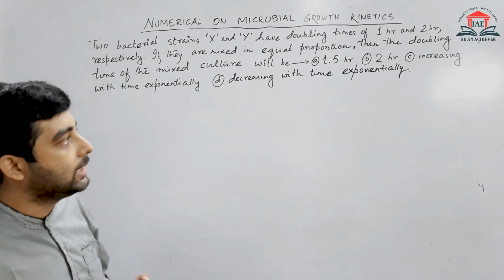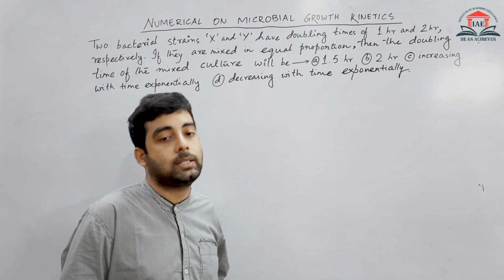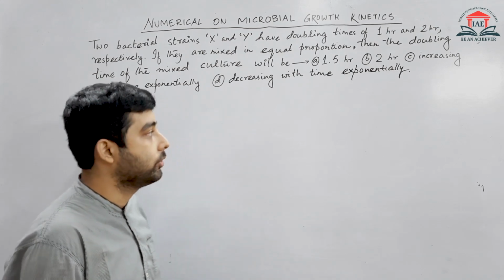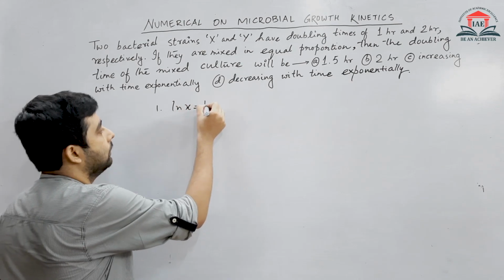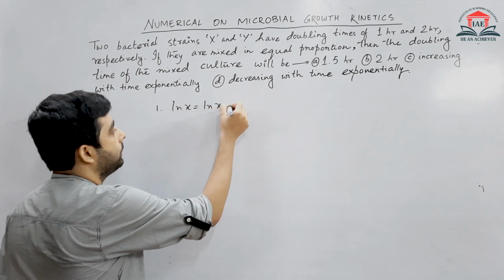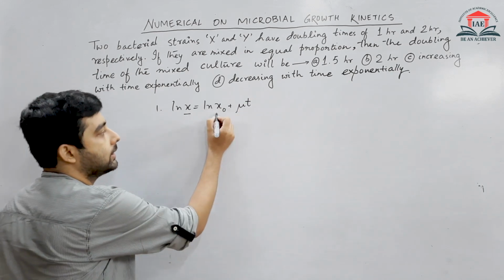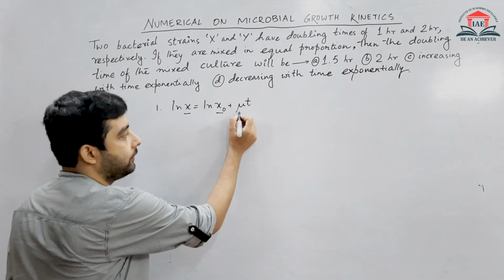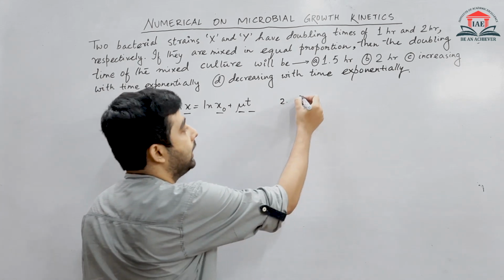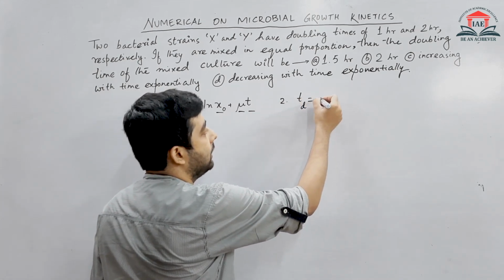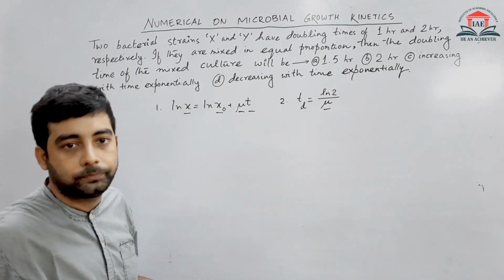So before going to the details, let me quickly brush up two of the initial formulas that you might have learned in your microbial kinetics. Number one was ln x is equal to ln x0 plus mu t, where x was the final cell population, x0 the initial cell population, mu the specific growth rate, and t the time. And the second formula, of doubling time: Td, the doubling time, is equal to ln 2 by mu, where mu is the specific growth rate.